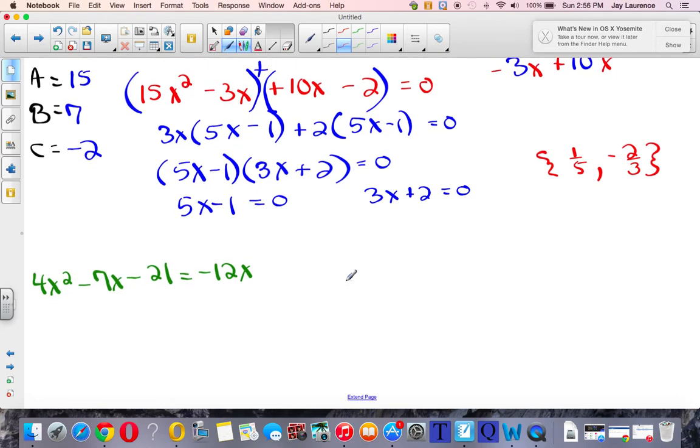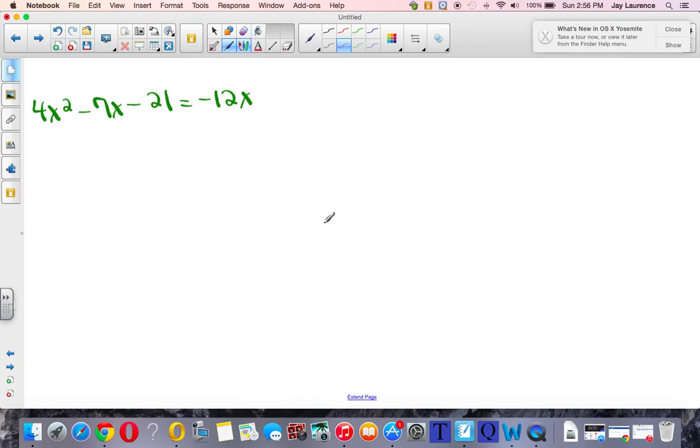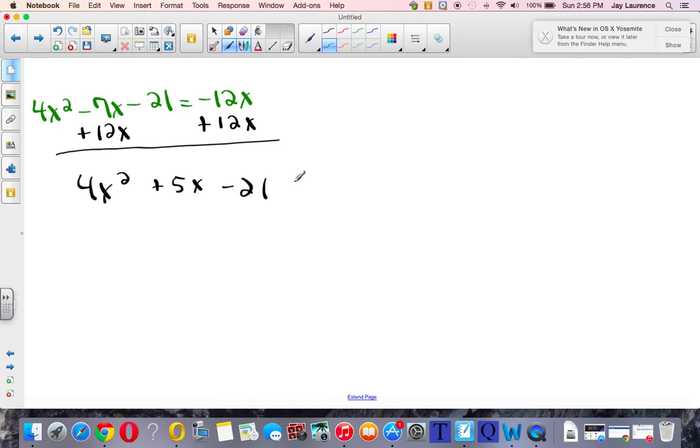Okay, one more, and then we're going to end this video. Sure enough, doesn't equal 0, so what am I going to do? I'm going to add 12x, and I'm going to combine like terms. So when I do this, I get 4x squared plus a 5x minus 21. That's going to equal 0. Well, it equals 0. I've combined like terms.